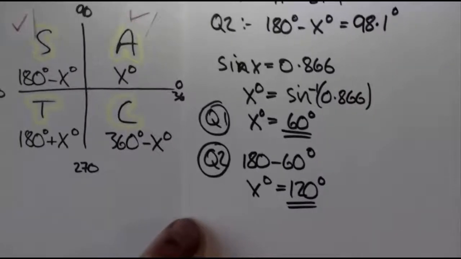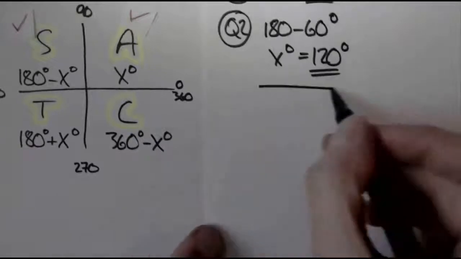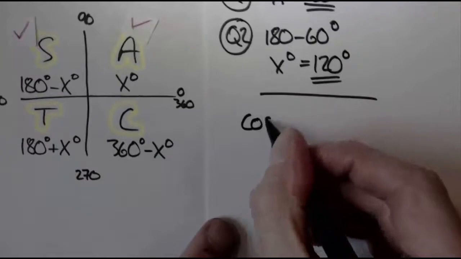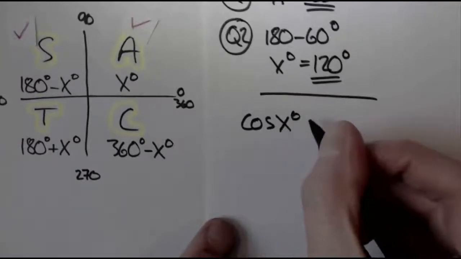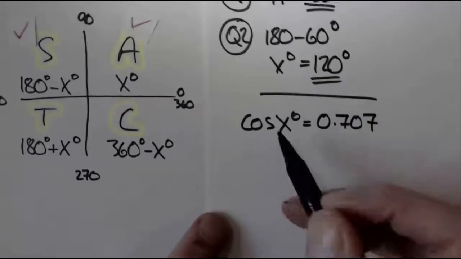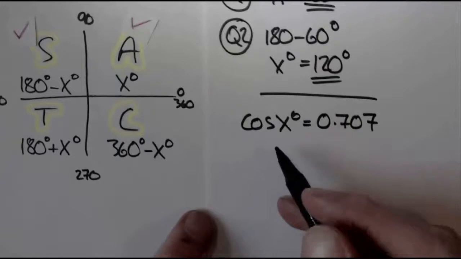What about if we try cos? Here's another one. We'll say cos x equals 0.707. You want to know what value x is. No doubt it'll take two different values.